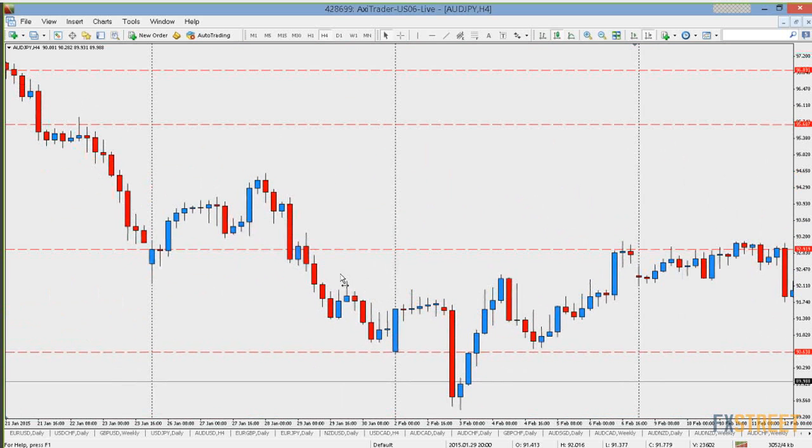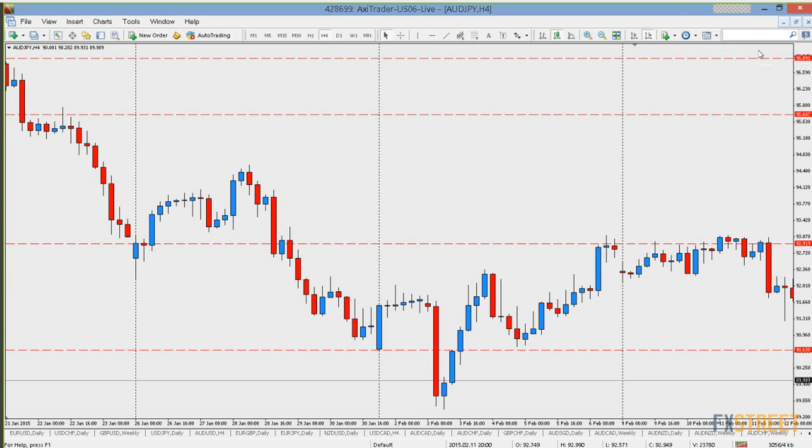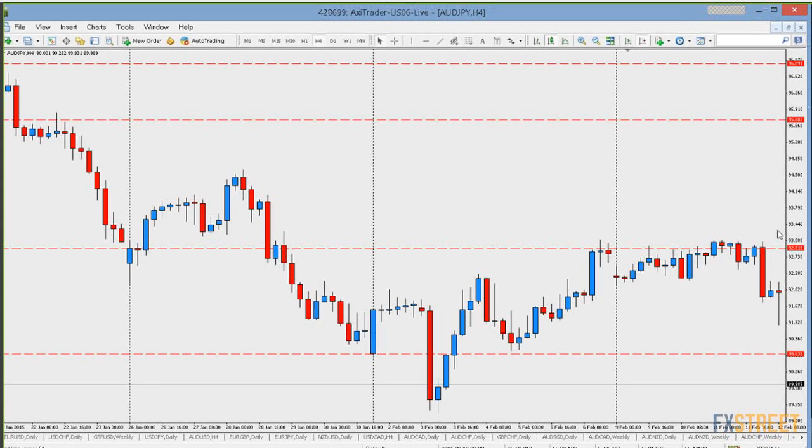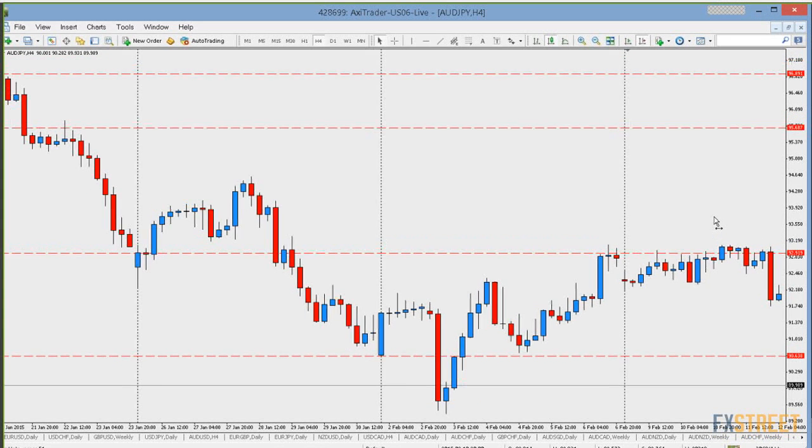Okay. Now, I'm going to adjust this chart so that it's a bit better in terms of what it shows on the far right edge. Okay, there we go. So this is what we're talking about, guys. It's an inside candle formation.